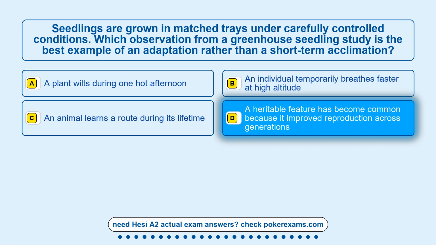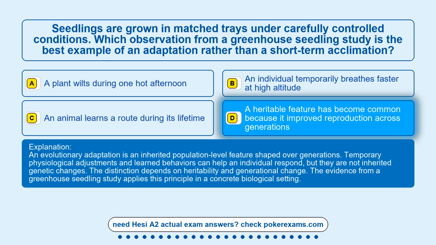A heritable feature has become common because it improved reproduction across generations. An evolutionary adaptation is an inherited population-level feature shaped over generations. Temporary physiological adjustments and learned behaviors can help an individual respond, but they are not inherited genetic changes. The distinction depends on heritability and generational change. The evidence from a greenhouse seedling study applies this principle in a concrete biological setting.